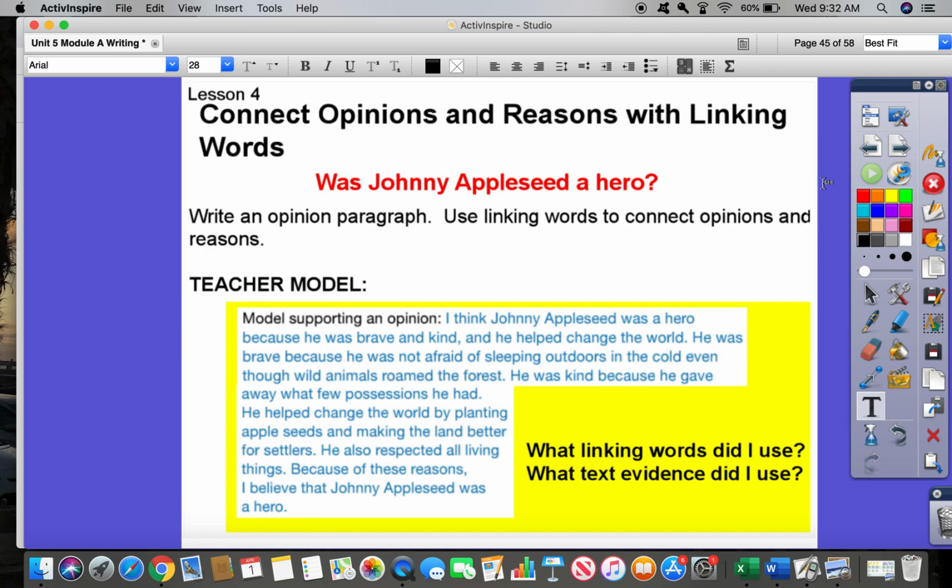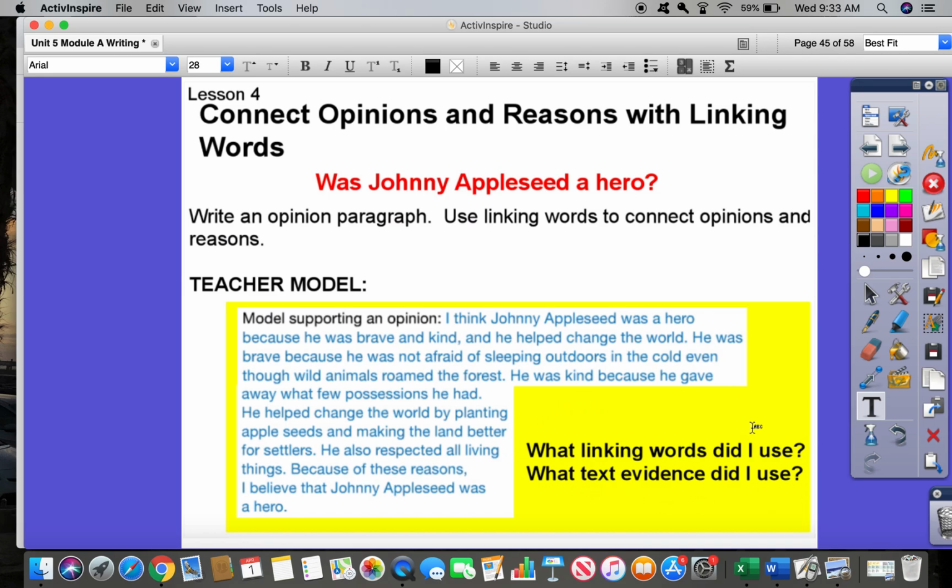Okay. So my teacher model here. I think Johnny Appleseed was a hero because he was brave and kind and he helped change the world. He was brave because he was not afraid of sleeping outdoors in the cold, even though wild animals roamed the forest. He was kind because he gave away what few possessions he had. He helped change the world by planting apple seeds and making the land better for settlers. He also respected all living things. Because of these reasons, I believe that Johnny Appleseed was a hero.